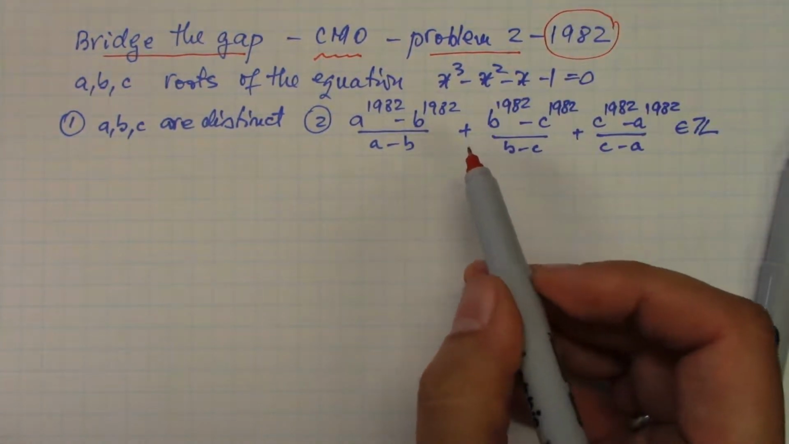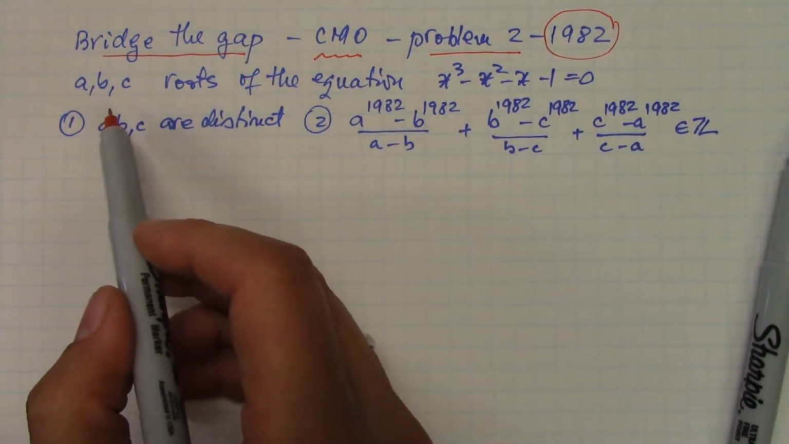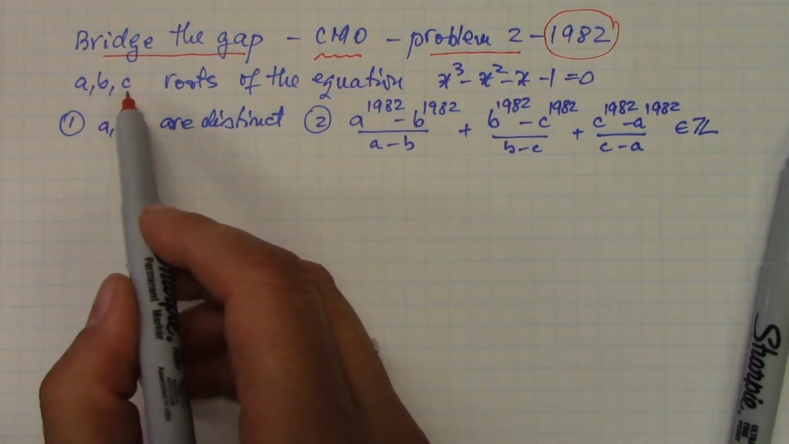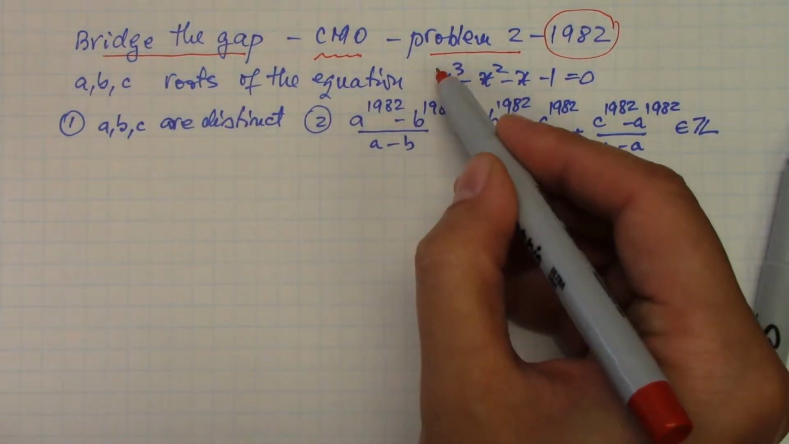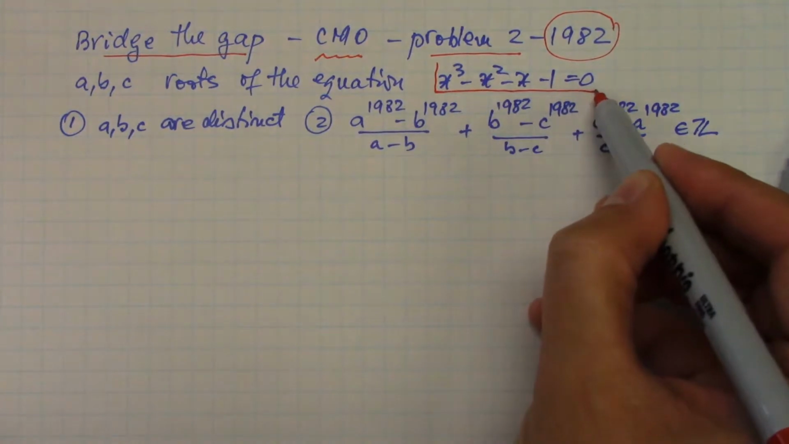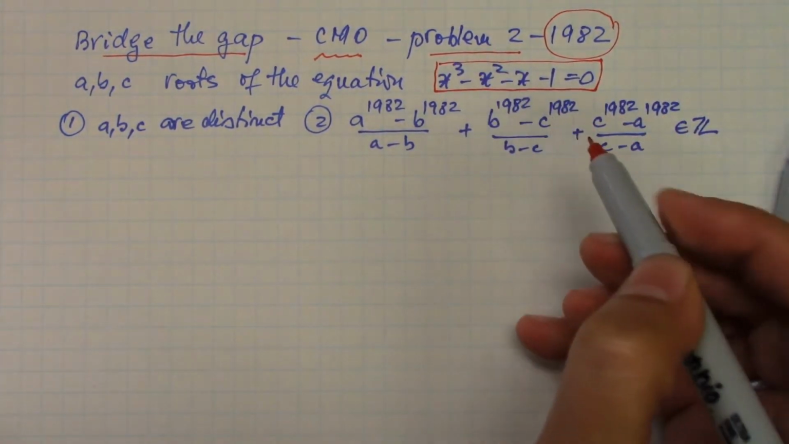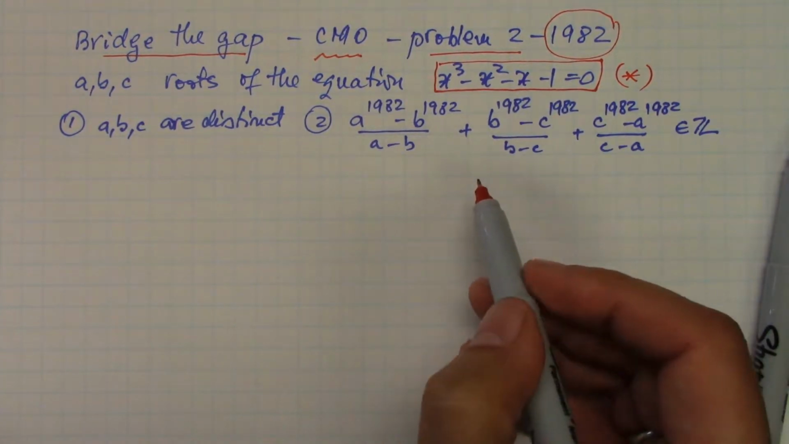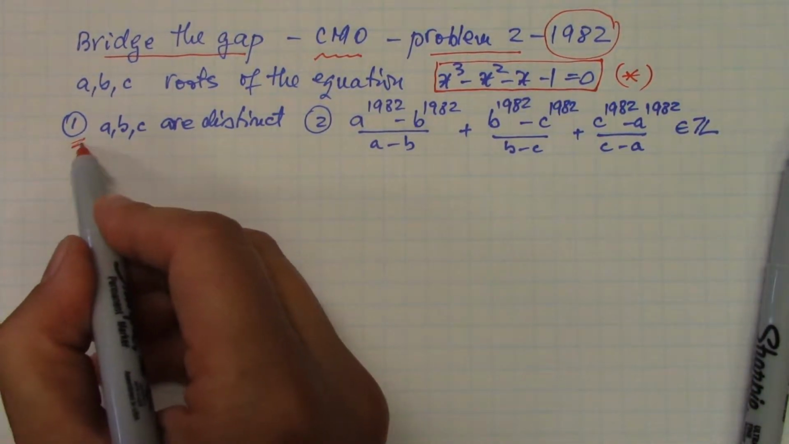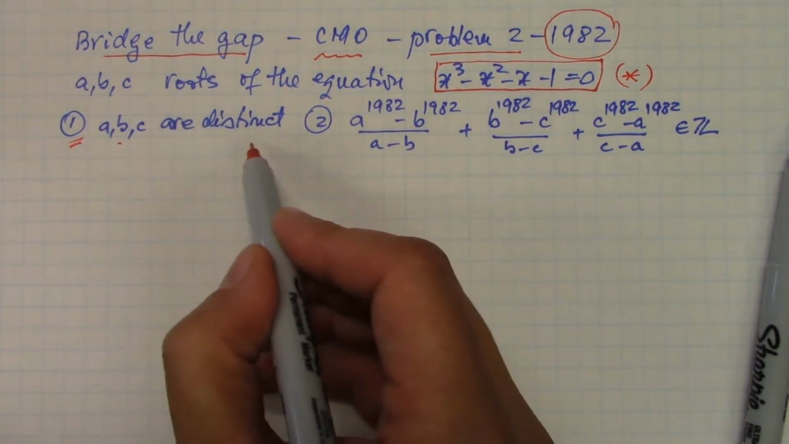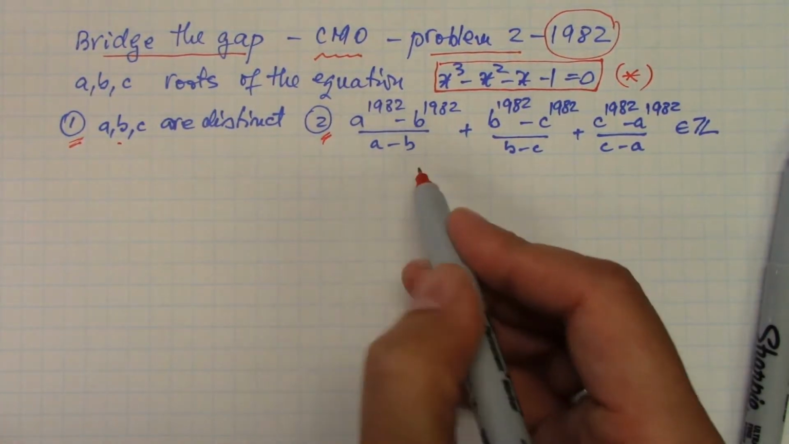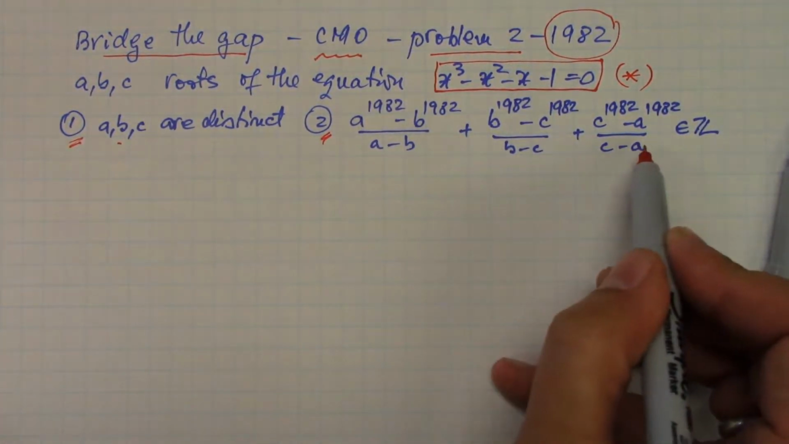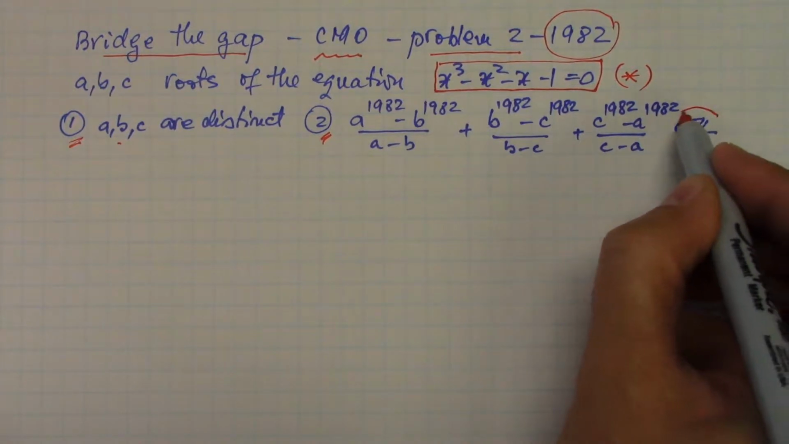All right, and here's what the problem is saying. If a, b, and c are roots of the equation x to the power of 3 minus x squared minus x minus 1 is equal to 0. So this is our equation here. We need to prove two things. First of all, show that a, b, and c are distinct, and second of all, show that this sum is an integer number.